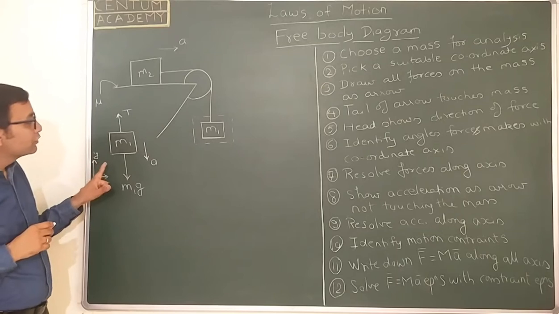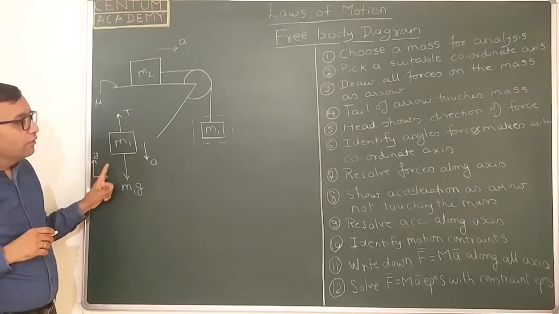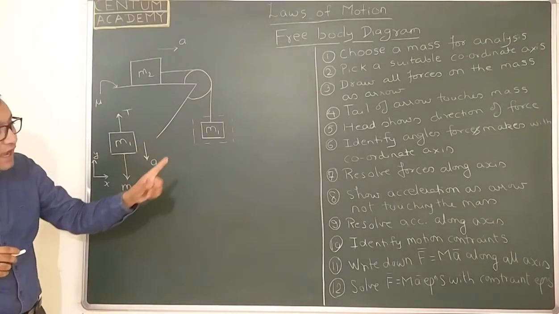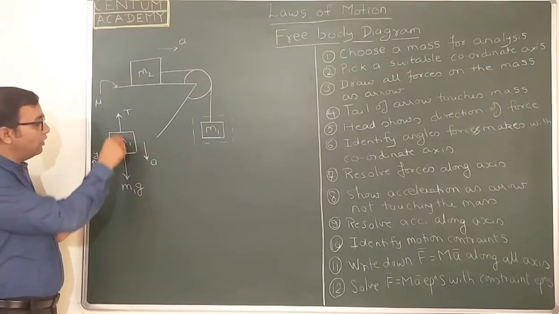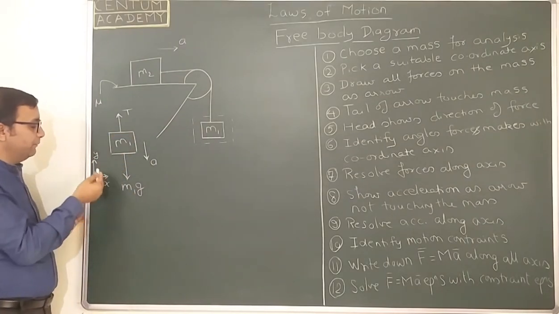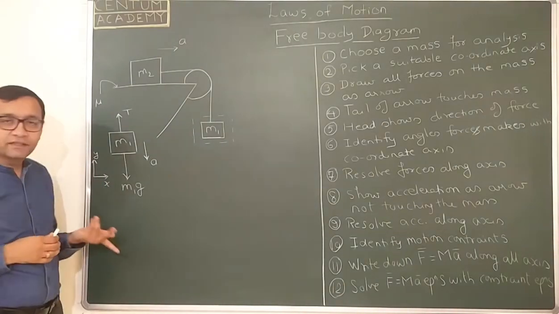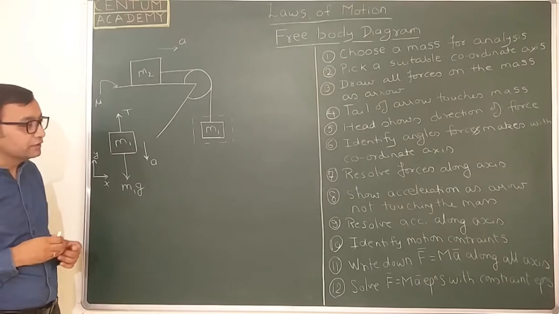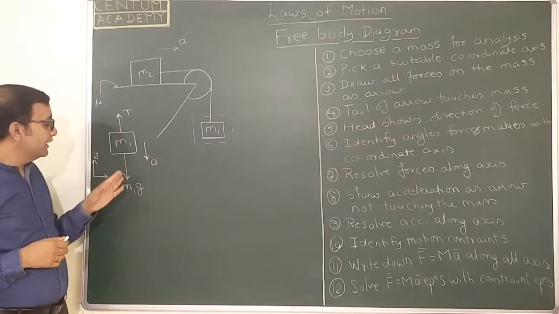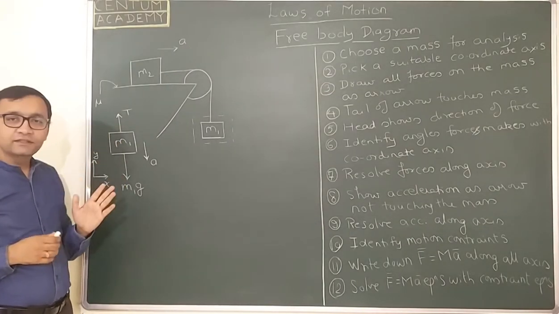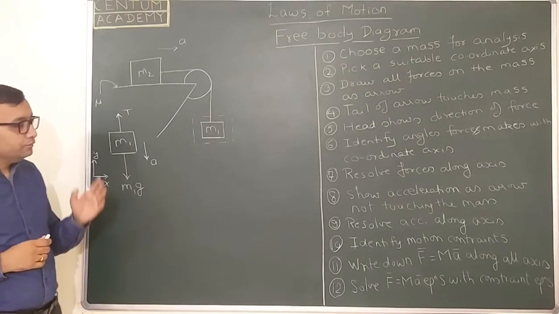Okay, fine. So this is step number 1 to 5. Now step number 6 says identify the angles the forces make with the coordinate axis. Now you see that all the forces, even the acceleration for that matter, are along the y-axis. So the angle is 0, and with the x-axis it is 90 degrees. So I don't need to show those angles. Then resolve the forces along the axis. Now the components of tension and mg along the y-axis are the complete force, and along the x-axis their components are 0.